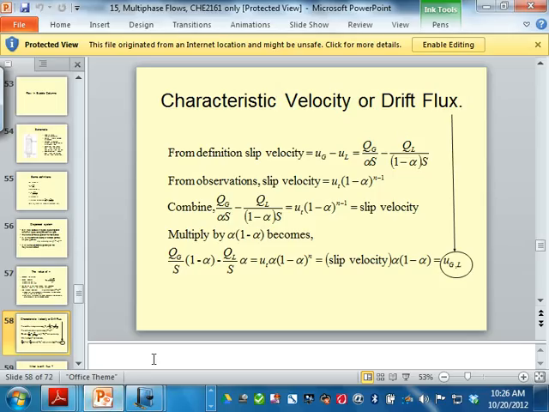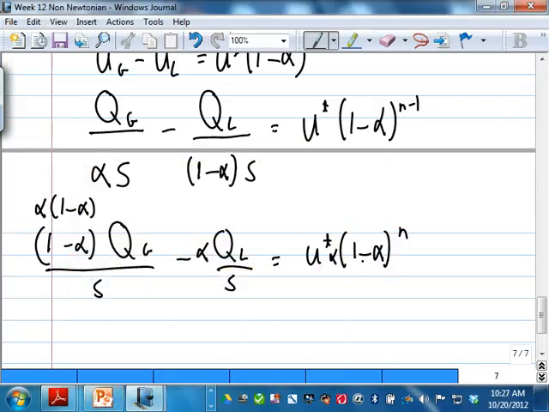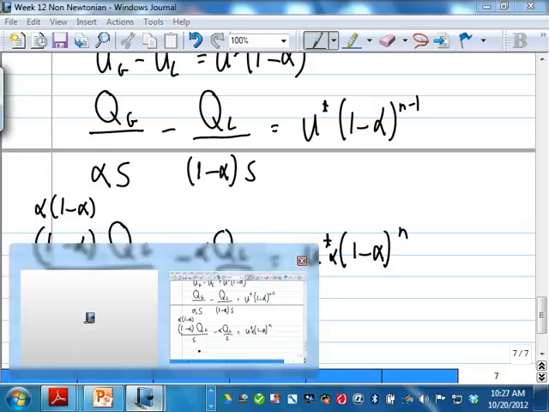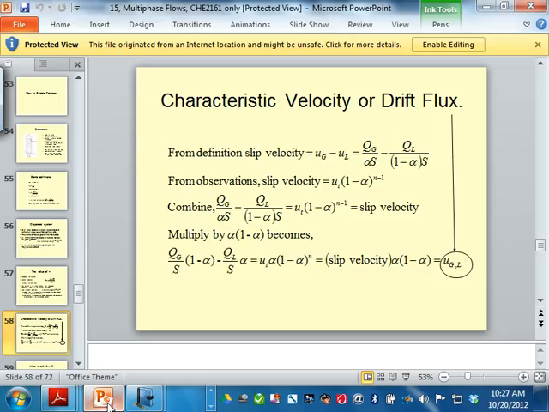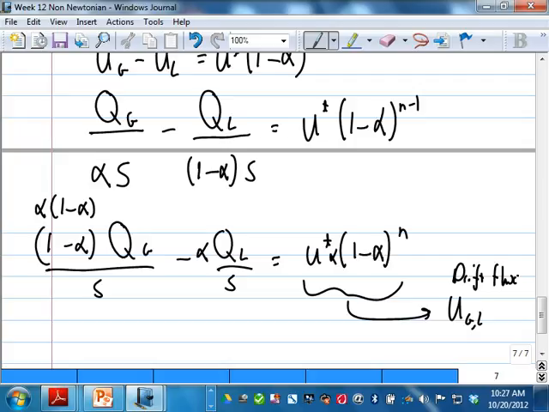Can't remember. Okay. Alright, this term here is actually called the, what does it say here? This is the drift flux, UGL, drift flux. It is the volumetric flow rate per unit area of bubble.